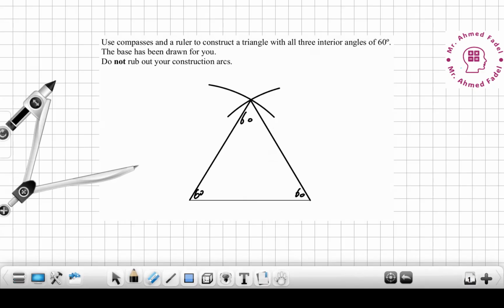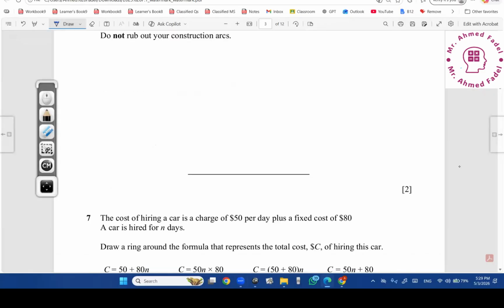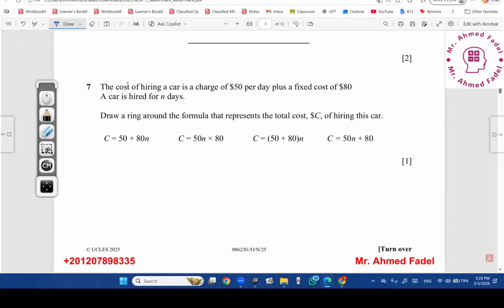Next, the cost of hiring a car is a charge of $50 per day. And you're going to find out that they told you days is N. So $50 per day, so 50 times N, 50 times the number of days, plus a fixed cost of $80. So it is 50N plus 80.